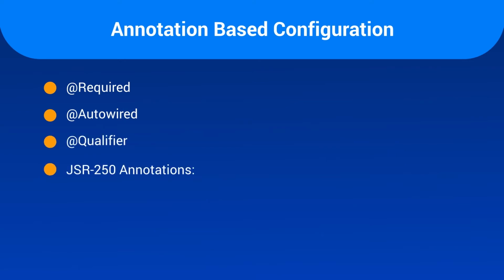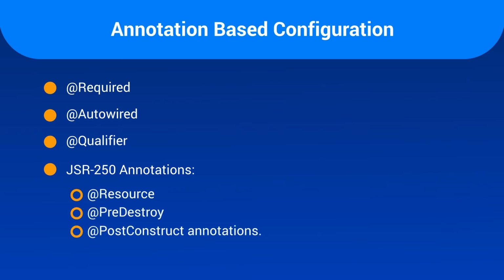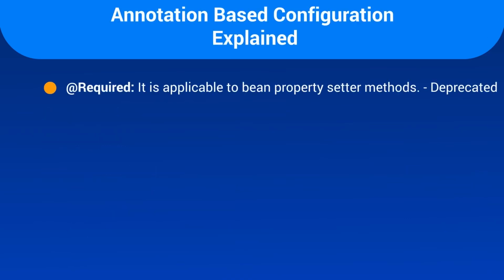Now, we just talked about Java-based configurations, which use a couple of annotations, but there's actually the term annotation-based configuration, which usually refers to a few more annotations, including the following: required, autowired, qualifier, and JSR 250 annotations, which involve resource, pre-destroy, and post-construct. Now, required is applicable to bean property setter methods, but it is deprecated. We're not going to be covering that in this video.